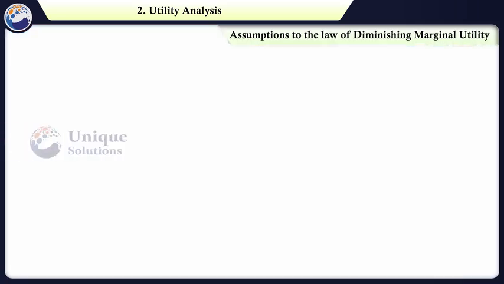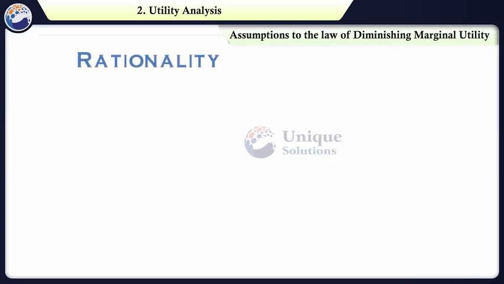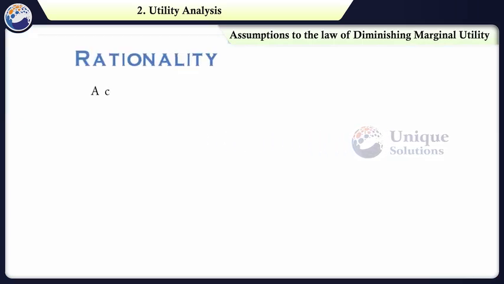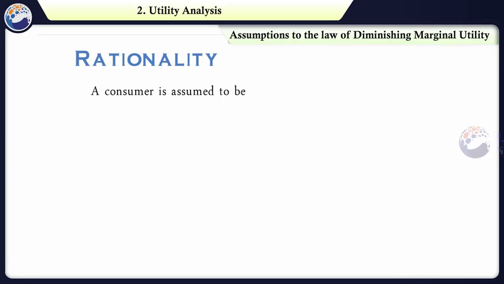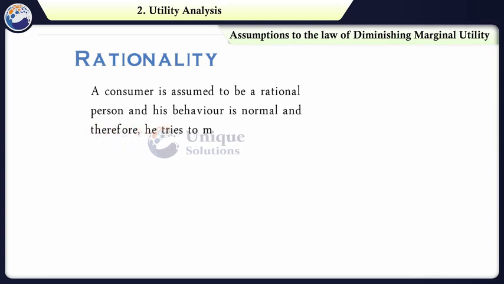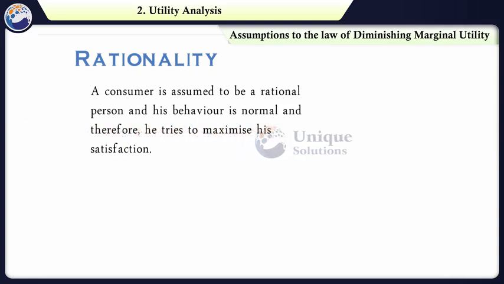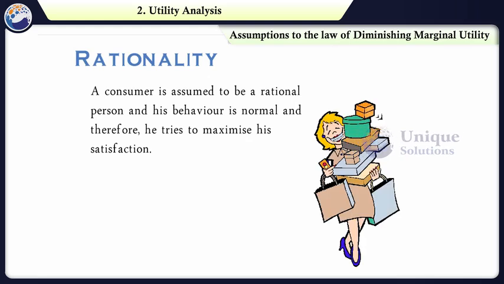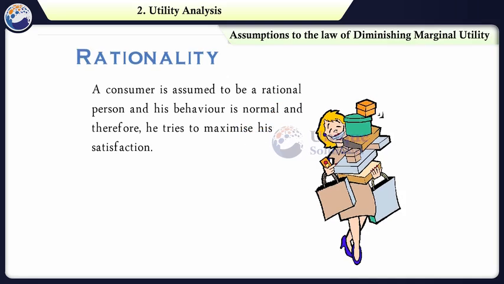Let's understand the assumptions to the law of diminishing marginal utility in detail. Rationality. A consumer is assumed to be a rational person and his behavior is normal, and therefore he tries to maximize his satisfaction. A girl who has gone for shopping will try to achieve maximum satisfaction from each unit of money she spent on it.